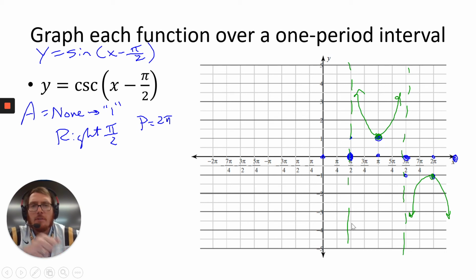Again, focus on the asymptotes. It was at 0, 0. I moved it over to the right, pi over 2, so that's where the asymptote needs to be. And I think that's a good strategy as you're looking at these questions.